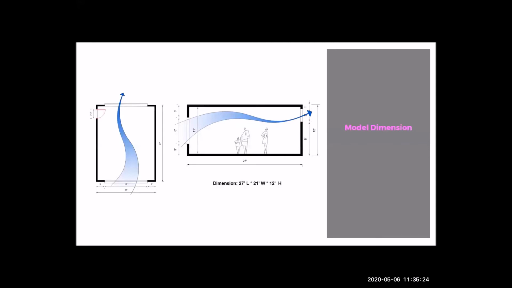The basic model in this study is a room with 21, 27, and 12-foot dimensions. Based on the literature, a minimum applicable size classroom for 20 students with open space configuration was selected as a standard model. The choice of window dimensions relied upon previous research.